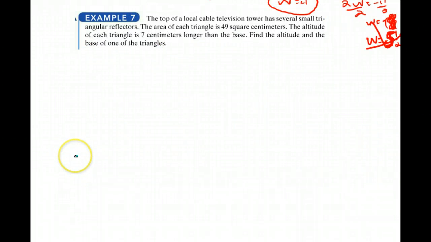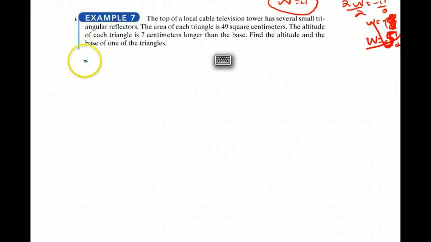Let's now take a look at example 7. The top of a local cable television tower has several small triangular reflectors. The area of each triangle is 49 square centimeters. The altitude of each triangle is 7 centimeters longer than the base. Find the altitude and the base of one triangle.